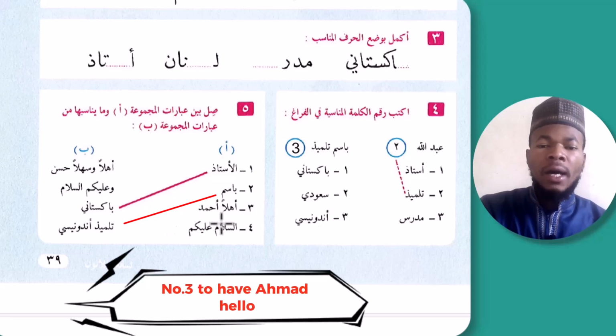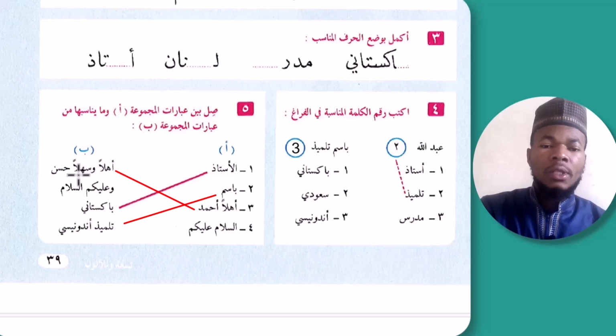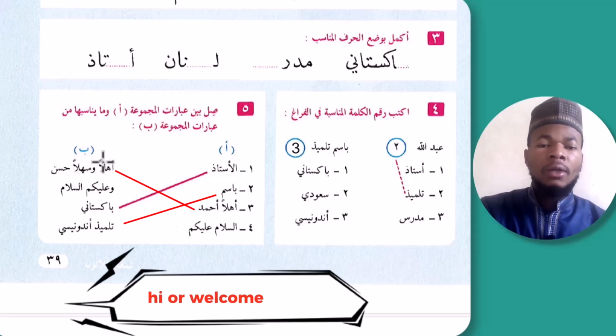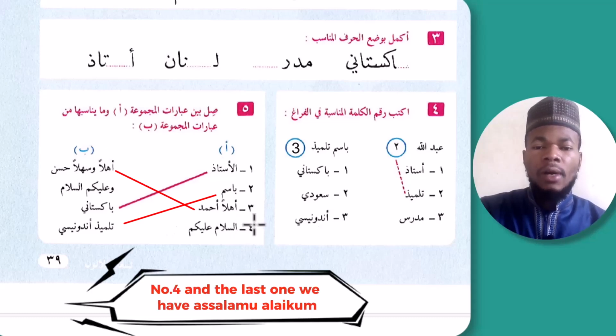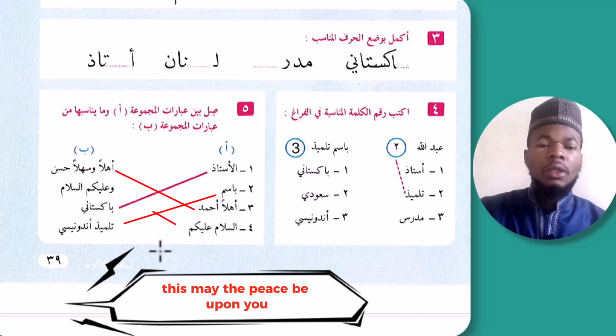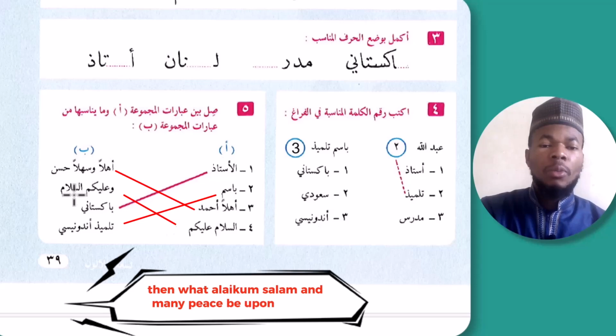Number three, we have Ahlan Ahmad. Hello Ahmad. Ahlan wa sahlan Hasanun. Hi or welcome Hassan. Number four, and the last one, we have Assalamu alaikum. That is, may the peace be upon you. Then, wa alaikumus salam, and may the peace be upon you too.